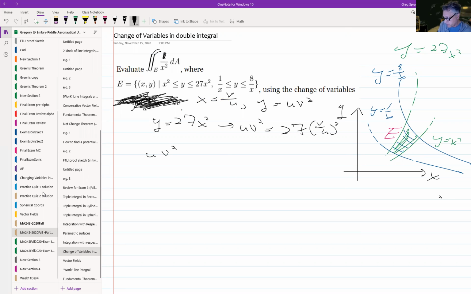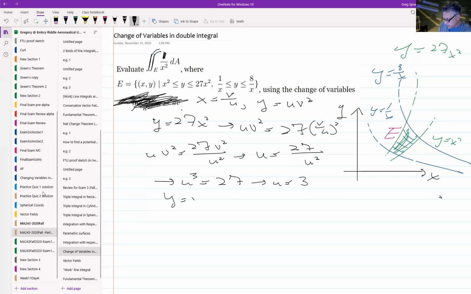So uv squared equals 27 v squared over u squared. I'm going to do what I tell you not to do all the time, which is divide both sides by v squared. And you can do that in this kind of problem; there's a way to justify it. But you end up getting u cubed equals 27. So u is 3. Something similar happens with y equals x squared. You end up getting u equals 1.